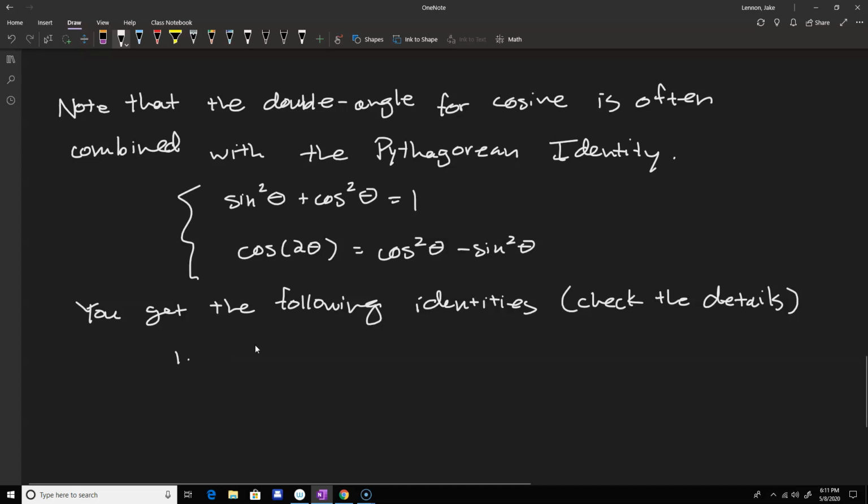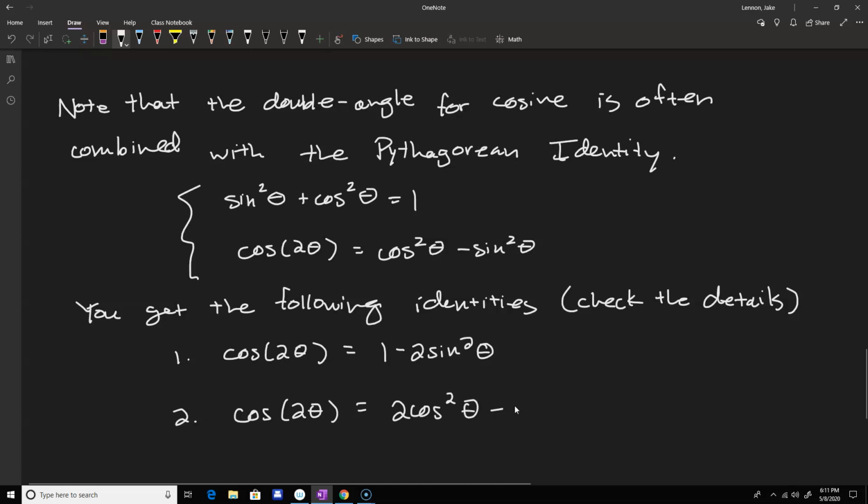So the idea is really based on combining the double angle identity for cosine with the Pythagorean identity. So the cosine of 2 theta is also 1 minus 2 times the sine squared of theta, and the other is the cosine of 2 theta can be written as 2 cosine squared theta minus 1. So each of those equations you could solve specifically for either sine of theta in equation 1 or cosine theta in equation 2, and solving those yields the half-angle identities.